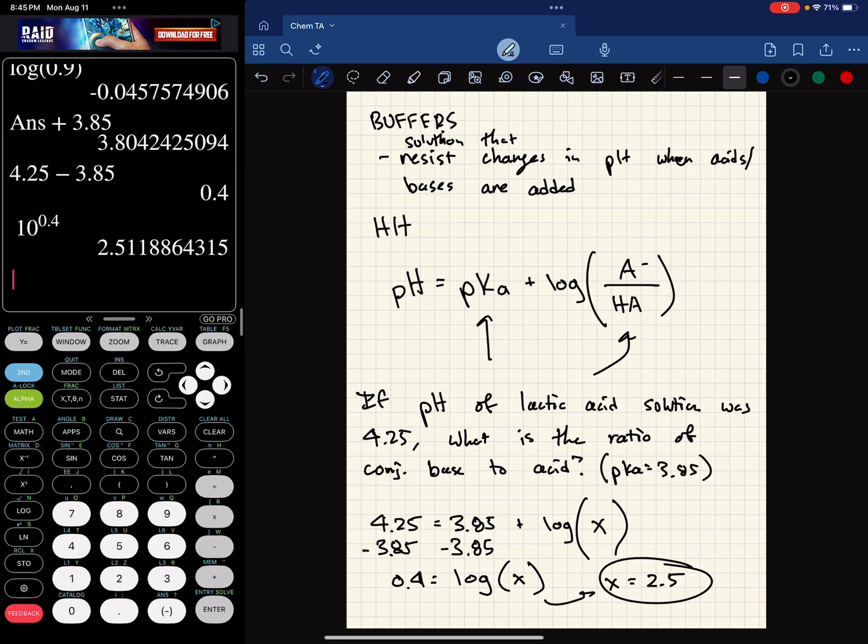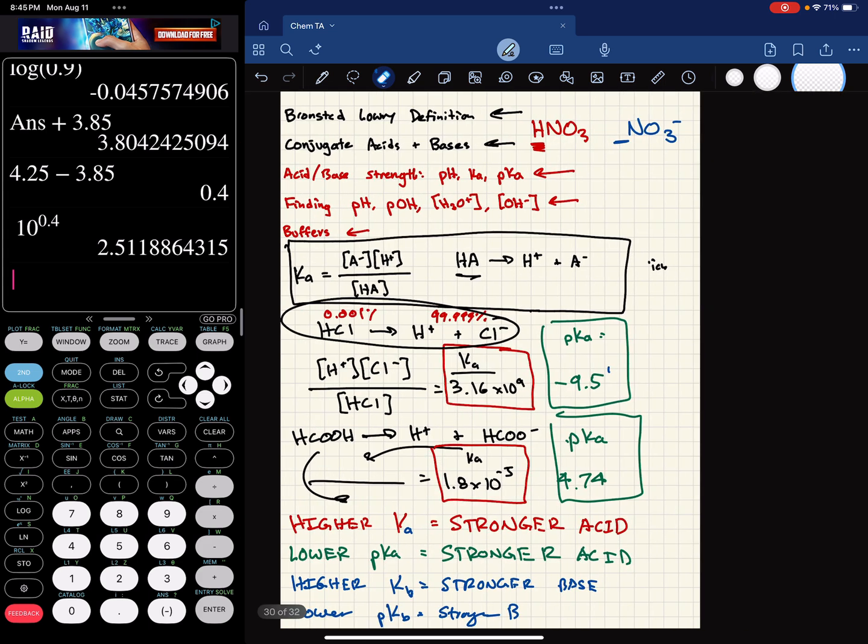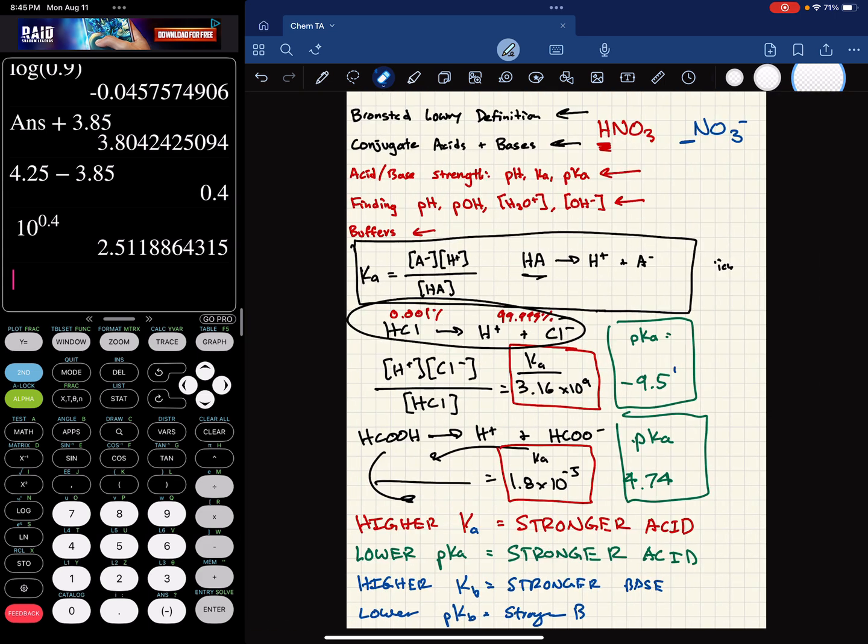I'm not going to go into more depth just because of time, and you guys didn't even learn it that in depth. I don't remember, but that's really what I would focus on for acids and bases for this unit.